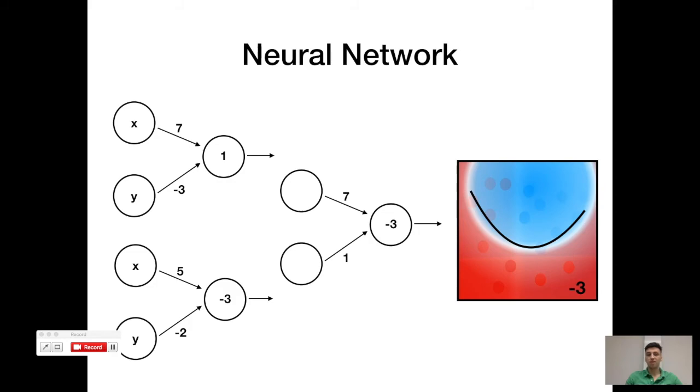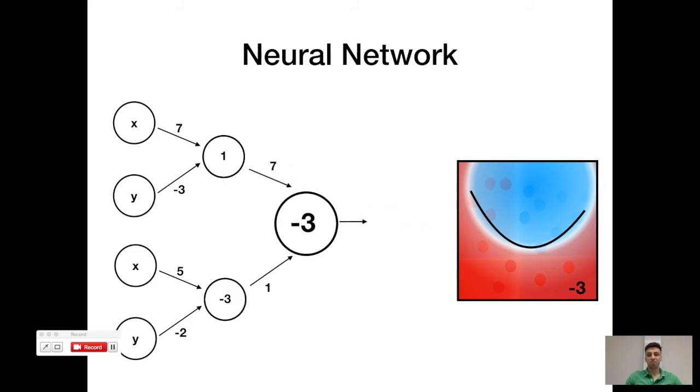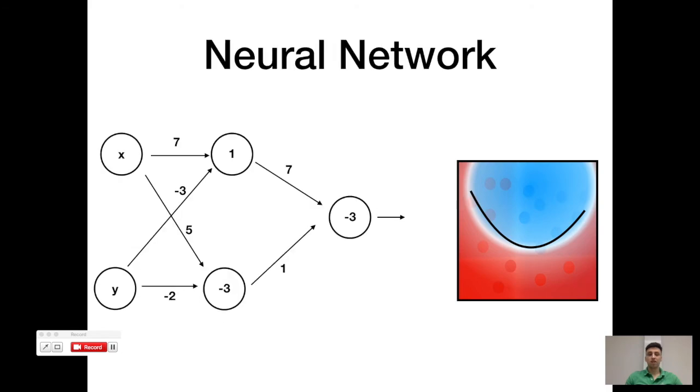And now the magic happens. We have our first neural network. Cleaning it up a bit, it will look something like this. So we get the inputs on the left, x and y, and then all these coefficients, 7, 5, and so on. And on the right we have the output node.